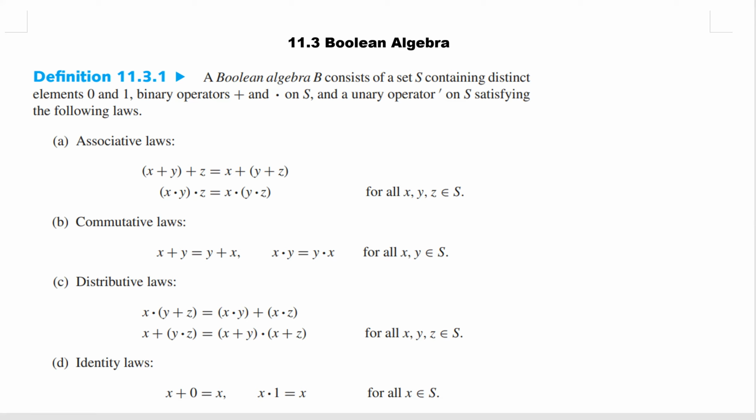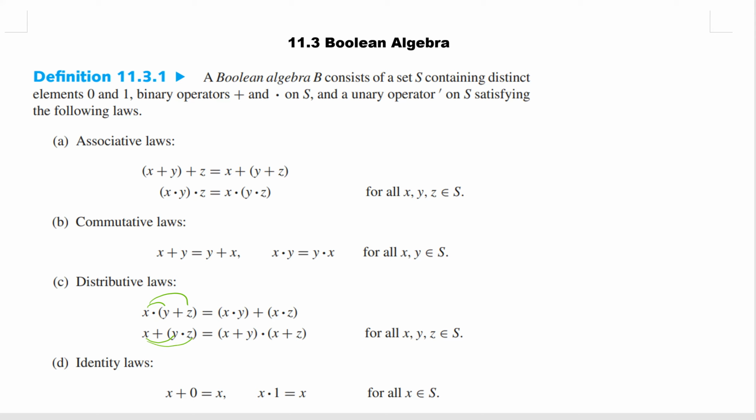And we have the commutative laws. x plus y equals y plus x. x times y equals y times x. Okay, and we also have the distributive laws: x times (y plus z) equals x times y plus x times z. x plus y z is also equal to (x plus y) times (x plus z).